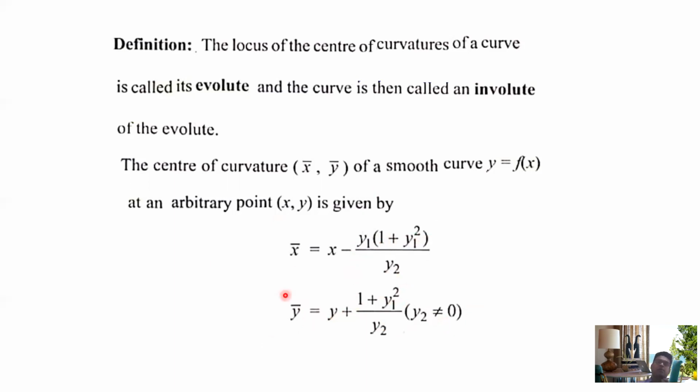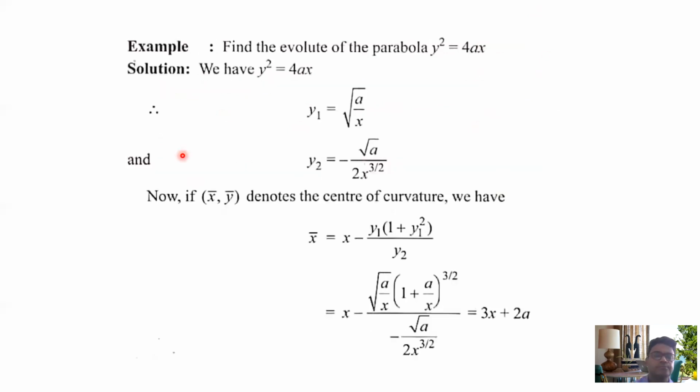Clear? I repeat once again the definition. The locus of the center of curvature of a curve is called the evolute, and the curve is called the involute of the evolute. That means the given curve is called the involute of the evolute. Now try to understand, most interesting. At least one question you can expect from here.